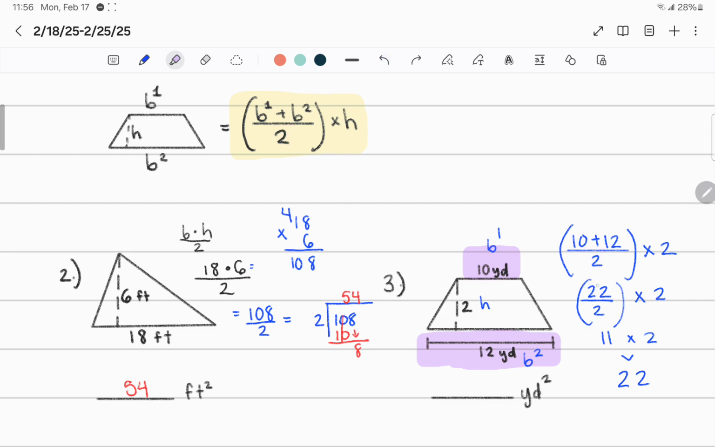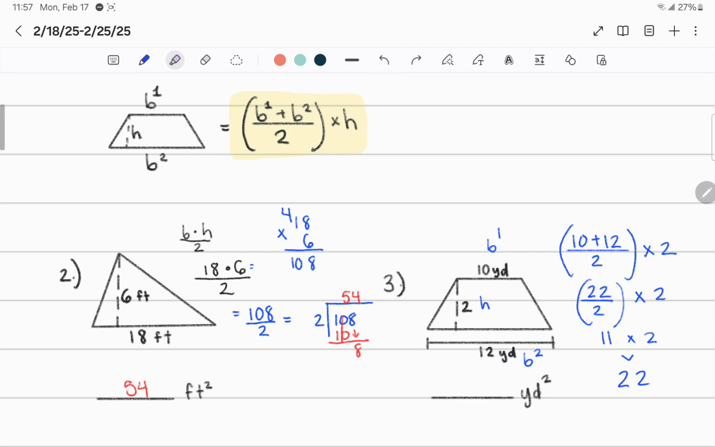So 10 plus 12 was 22. 22 divided by 2 was 11. And then we do 11 times h, which was 2. Not 12, but that's a 2. It's like close to the little marking there. It looks like a 12, but it's a 2.